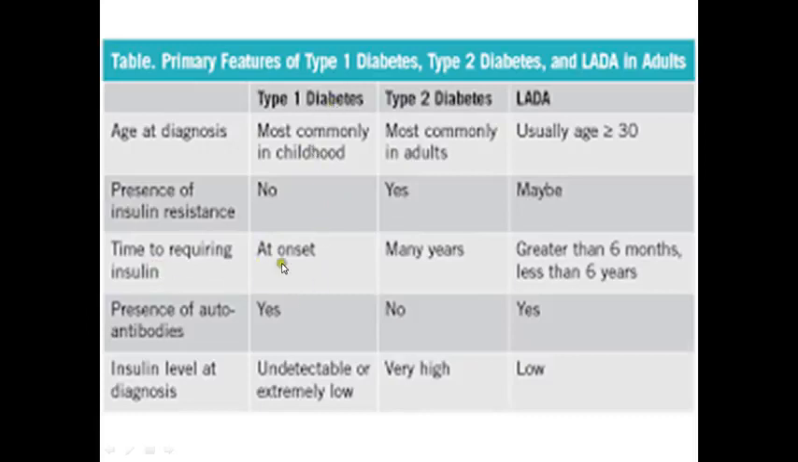Insulin requirement: in type 1, you will start them on insulin at the onset of the disease, while in type 2, it will take years and years before patients require insulin, while in LADA, greater than 6 months but less than 6 years. So between 6 months and 6 years, the patients with LADA will need insulin. Presence of autoantibodies: yes in type 1 diabetes and in LADA, but not present in type 2 diabetes. Insulin levels in type 1 are undetectable or extremely low. In LADA they are low, but very high in type 2 diabetes because of the insulin resistance.